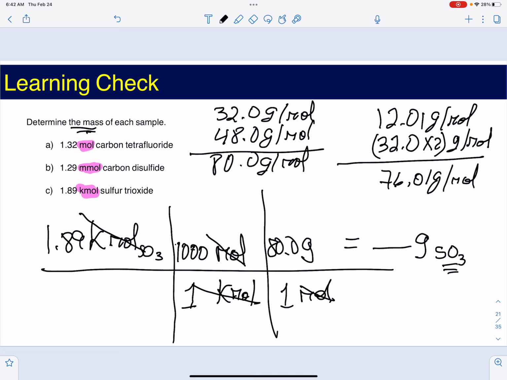At this point, double check that everything cancels except what you need. And so far, so good. And then your calculation, what goes on the calculator is 1.89 times 1,000 times 80 divided by 1 divided by 1. And that will give you your answer. So that's how we go from moles or any variation of moles to the mass.